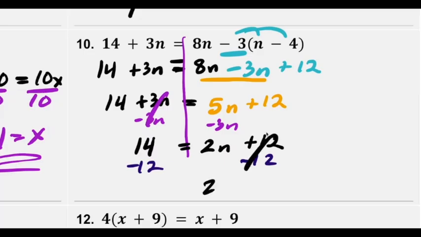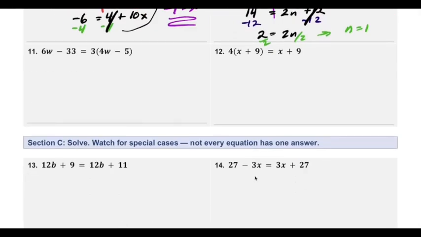These cancel. I get 2n equals 12. I can do math. And now we're just going to divide by 2. So divide both sides by 2, and you get n equals 1. Now, let's do some more.